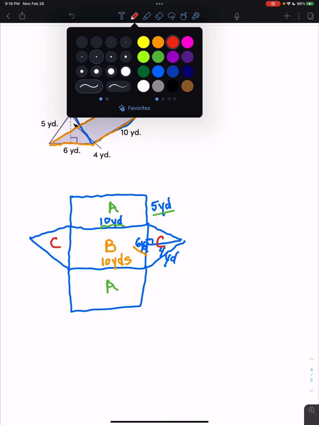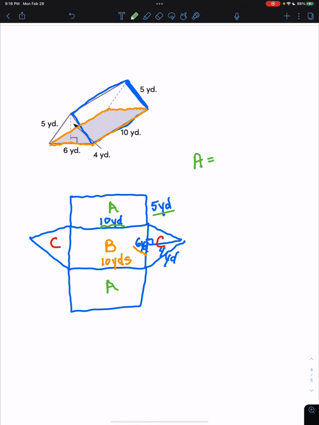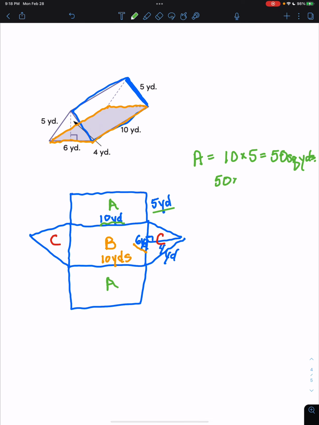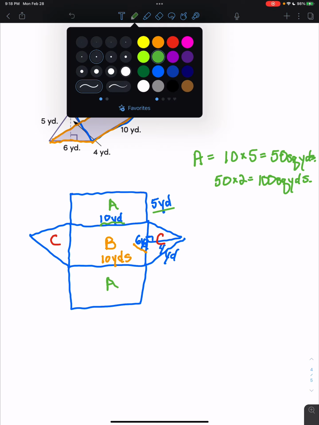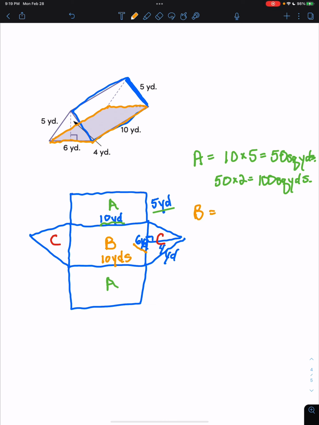So let's take a look at shape A first. Let's find the surface area of shape A. Shape A is just a rectangle. So 10 times 5, 50 square yards. And don't forget that we have 2 of them. We have 2 shape A's. So 50 times 2 gives us 100 square yards for both of our shape A's. All right, so then let's talk about shape B. Shape B is 6 times 10, or 10 times 6. And that gives us 60 square yards. There's only one of those shapes.